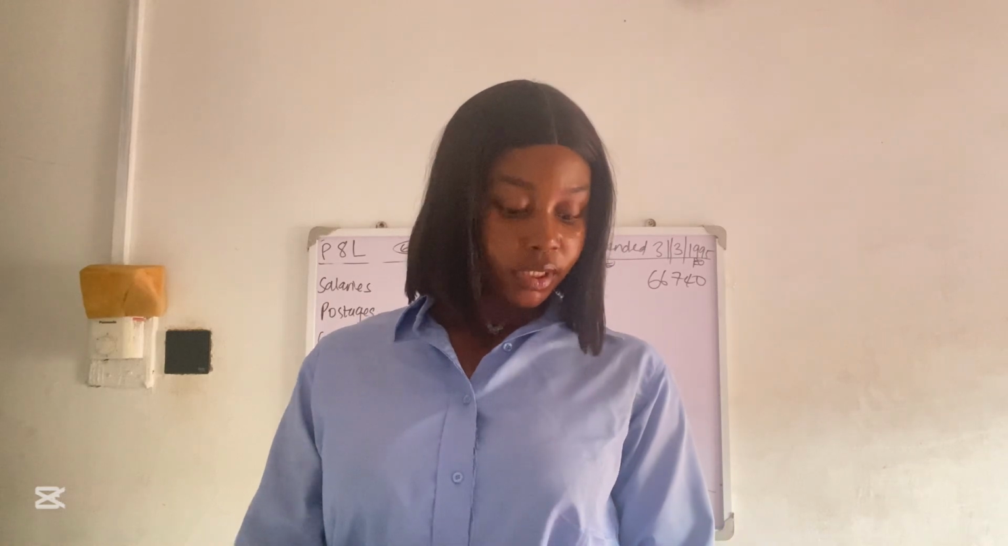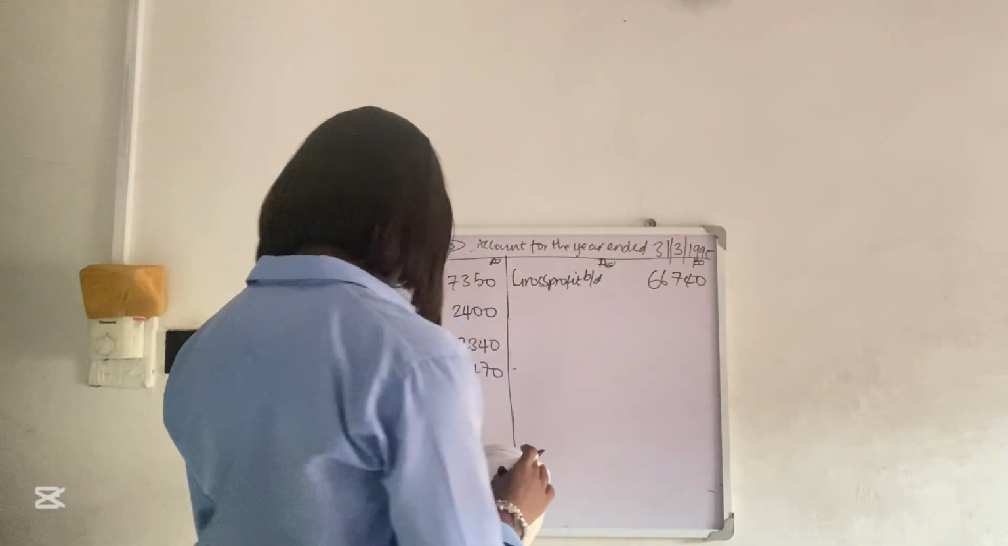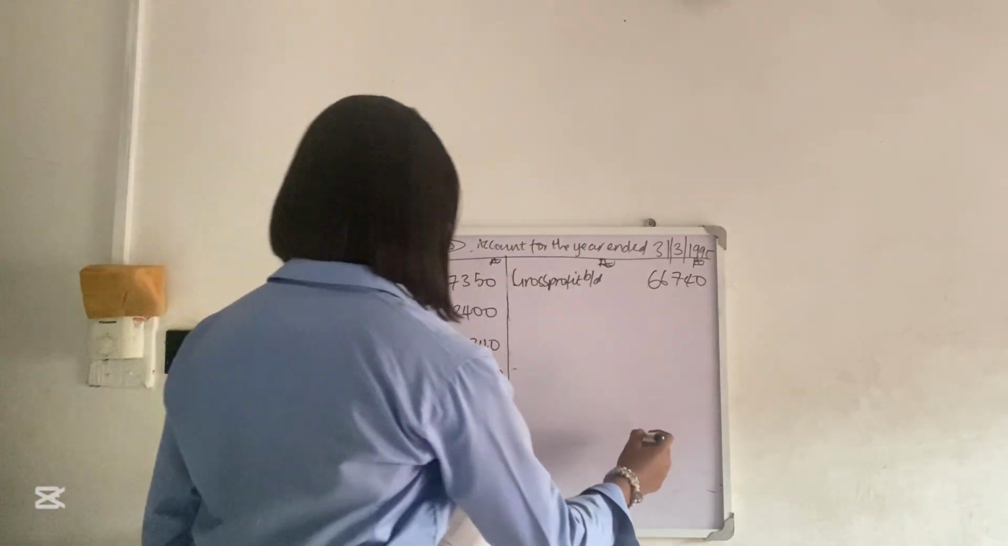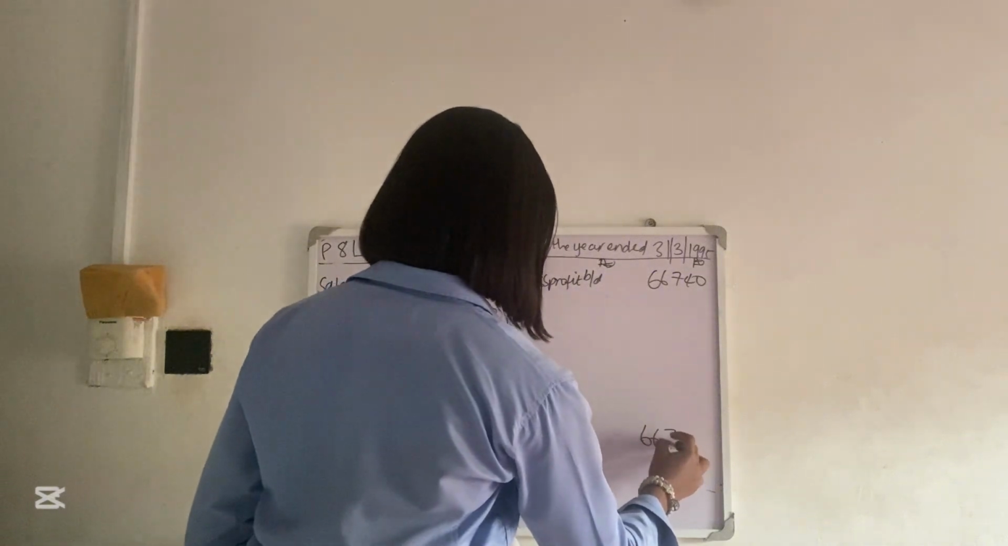Okay, moving on. So our balancing figure definitely will be 66,740.